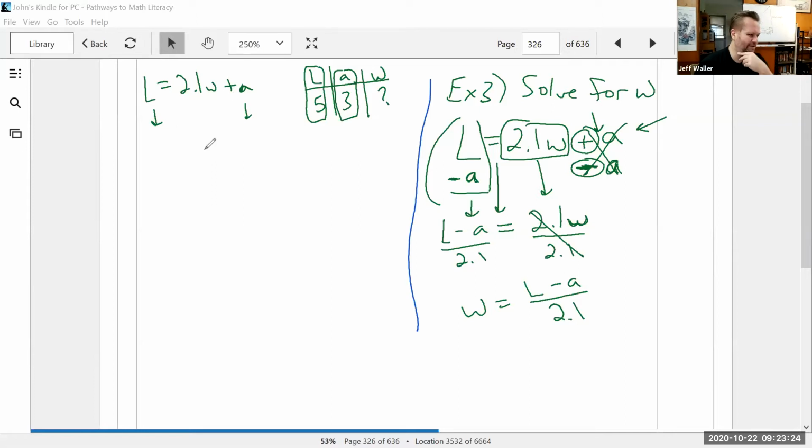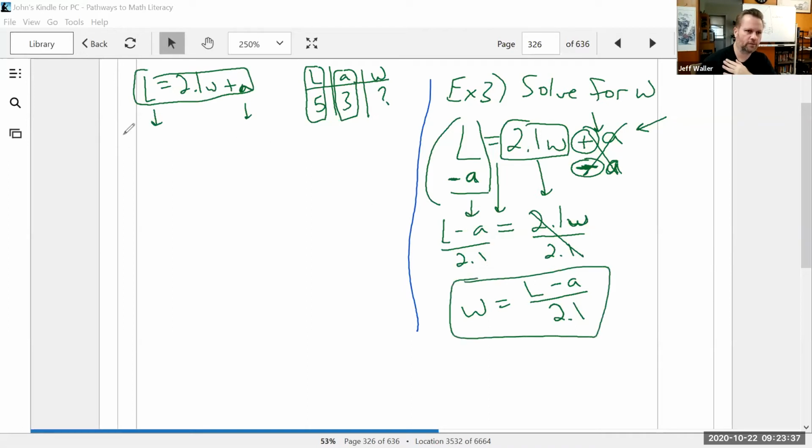Now, Lakeisha, you're being too smart for me right now. So right now, I just want to use this guy. Oh, I was on the other side. Sorry. You're fine. That's the smart way to do it. But I'm trying to make a little point about this. So if I put 5 equals 2.1 W plus 3.